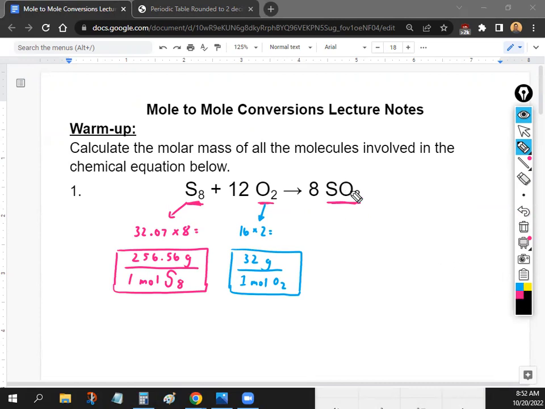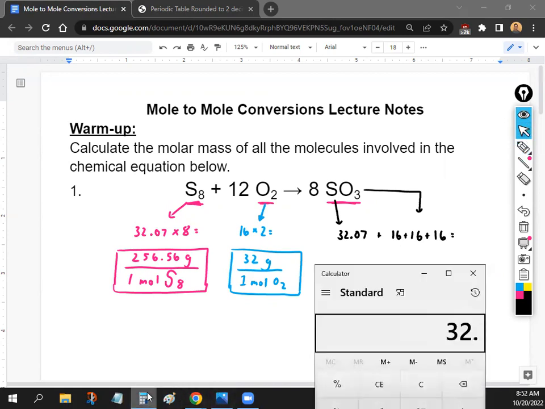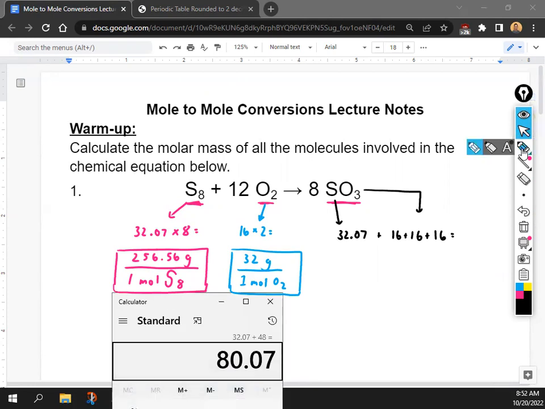Alrighty, and for the last one, SO3 is made out of 1 S. S is 32.07. Okay, and then we got some oxygens, but we got 3 of them, so we can just add 16 3 times. And then if we put them all together, we just need to do 32.07 plus 48 and that's 80.07. Okay, so that'll be the molar mass of SO3.